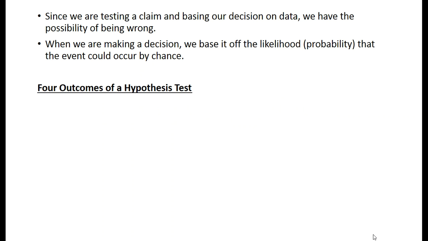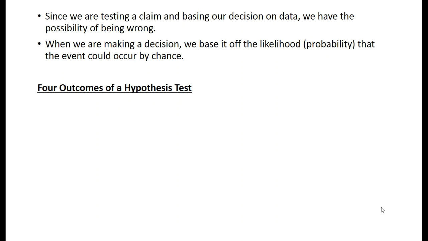In this video, we're going to go over type 1 and type 2 errors. Unfortunately, when we do a hypothesis test, we are just testing a claim and basing our decision on data. Our data is basically looking at the probability of something occurring by chance, so we do have the possibility of being wrong. So we're going to look at two types of errors that can happen once we make a decision.